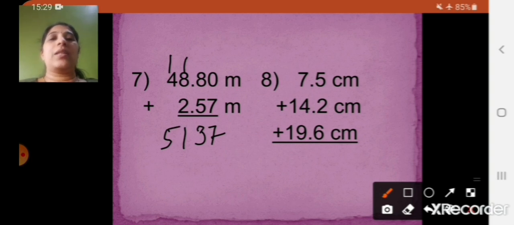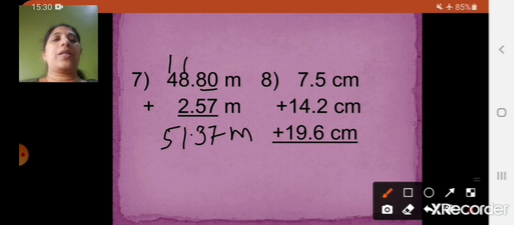Now you can see there are two decimal places in the upper number also and in the lower number also. So where will you put the decimal point? After two decimal places, right? So what is the unit? Unit is meter. So your answer is 51.37 meter. Next example is 7.5 centimeter plus 14.2 centimeter plus 19.6 centimeter.